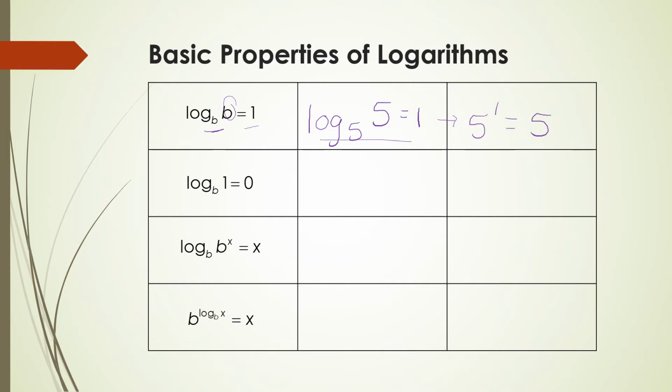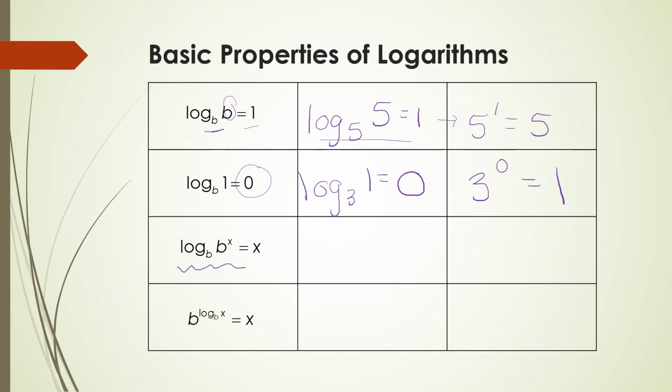Let's take a look at the next one. The base is b. Log base b of 1 is equal to 0. So with a number, it doesn't matter what b is, could be 3. Log base 3 of 1, it still will always equal 0. Why? Because any number raised to the 0 power is 1. Oh, okay, that makes sense.